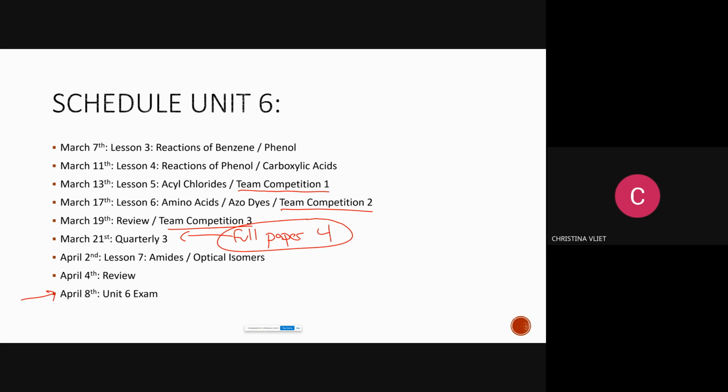That's going to be taking place when? March 21st. And so April 8th will be your Unit 6 exam, which is organic. And then after that, we just go into review mode studying for our paper 4 and 5.